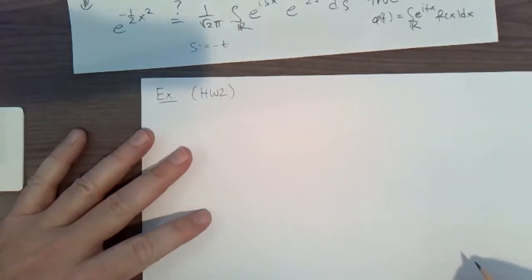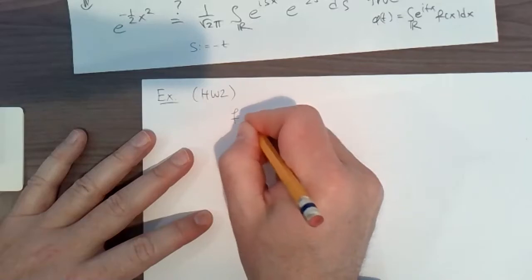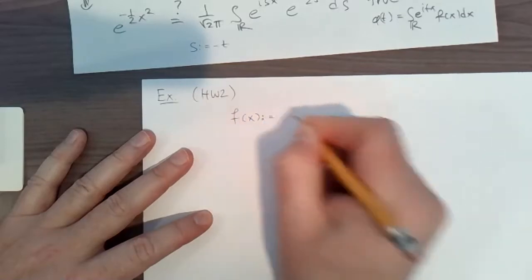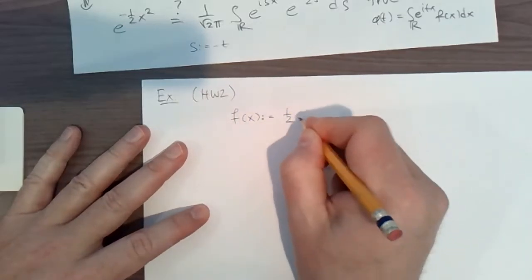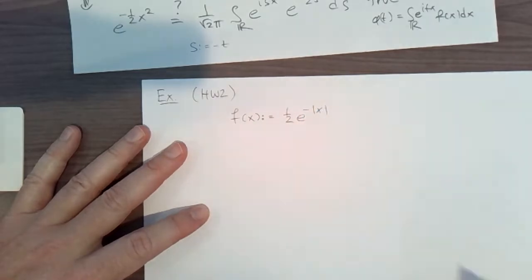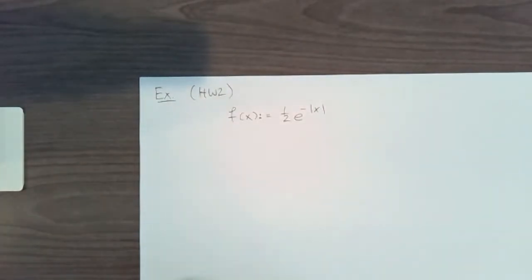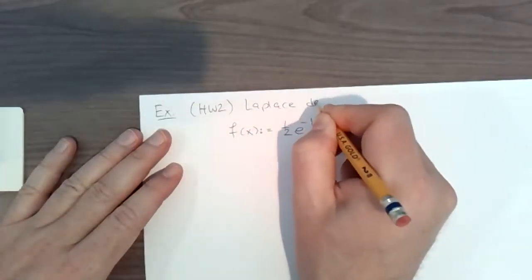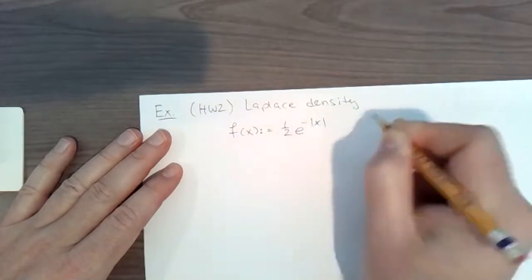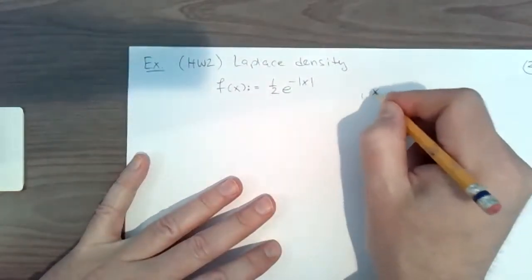If you look at f of x, it is not the normal now, it's 1/2 e to the minus absolute value of x. So this is the Laplace density. So here x is in R.